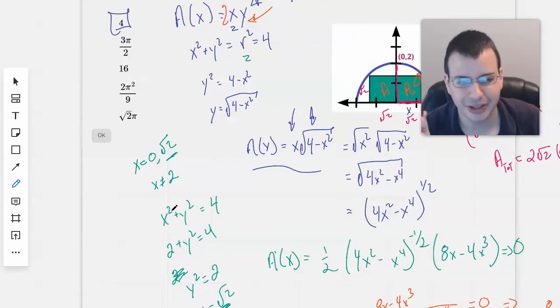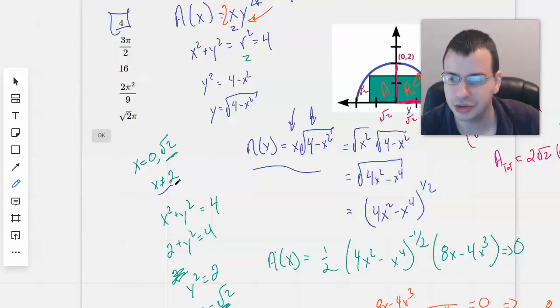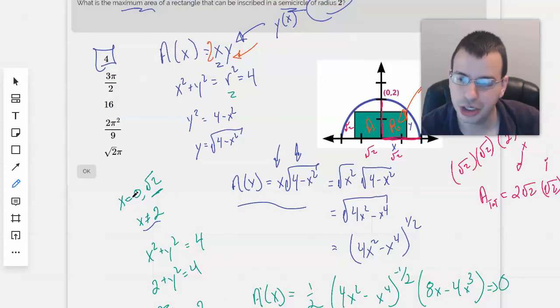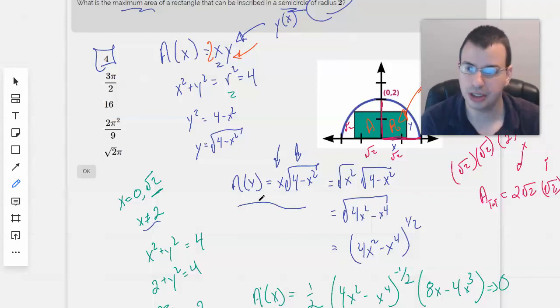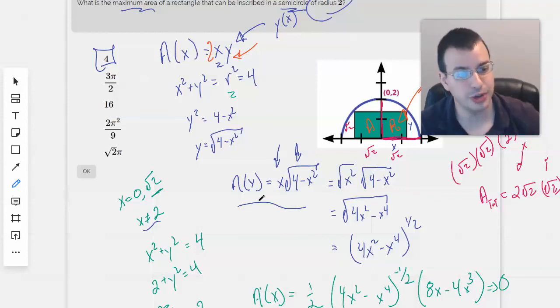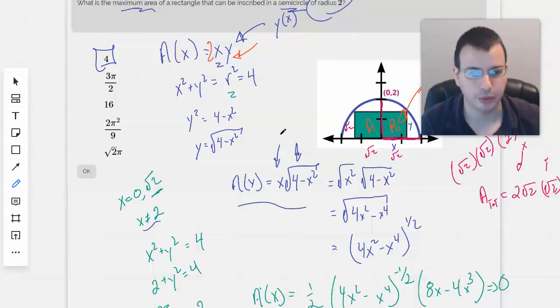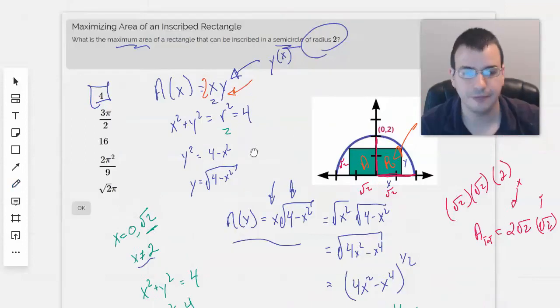I also kept an eye on things that x couldn't be. In this case, we got x cannot equal 2. And then I looked at the original equation, looked at 0, 2, and square root of 2. And then square root of 2 would be the maximum. Plug that square root of 2 back into my original equation, and then remembering to multiply by 2, I got an area of 4. So the maximum area here would be 4.